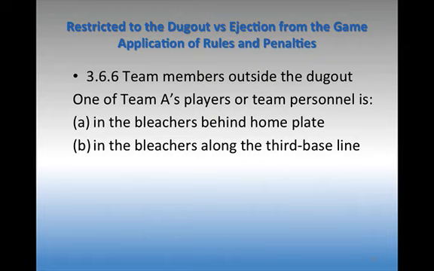3.6.6 Team members outside the dugouts. One of Team A's players or team personnel is A, in the bleachers behind home plate, and B, in the bleachers along the third base line. In A, if she's not crying to her daddy that the coach is not playing her, go to the coach and tell him all his players need to be in the dugout. In B, it's still not okay. Make the coach the bad guy. He's responsible for his team. He has to get them in the dugout.